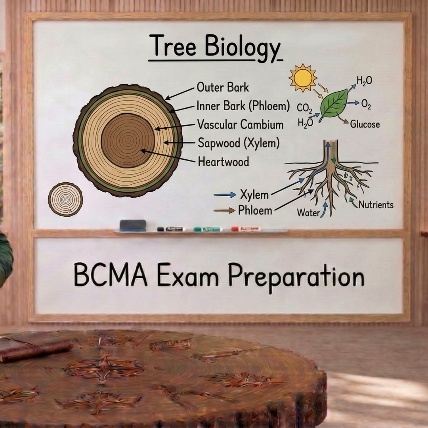Now imagine a tree growing at an angle on a hillside. The tree responds by producing reaction wood. In hardwoods, it appears as tension wood, while in conifers, it forms compression wood. This structural adjustment helps the tree maintain stability against gravity.